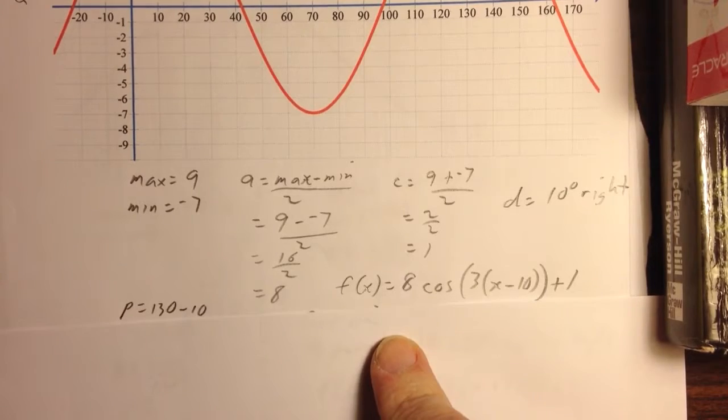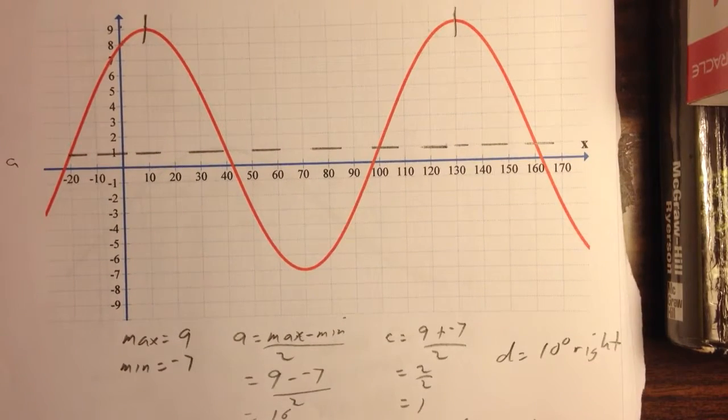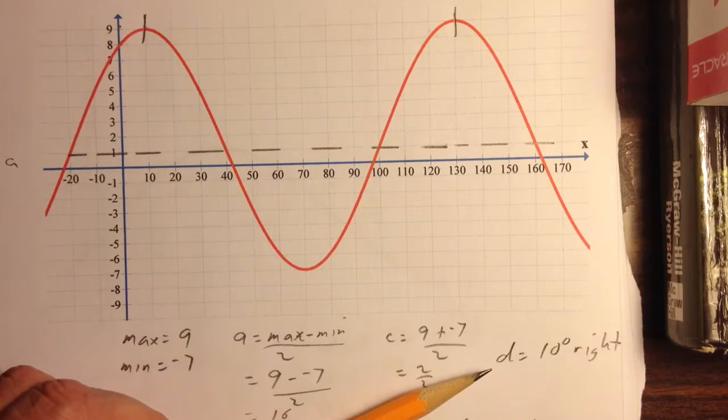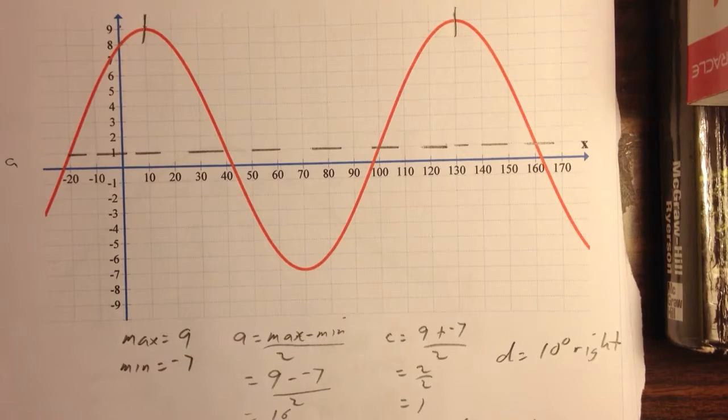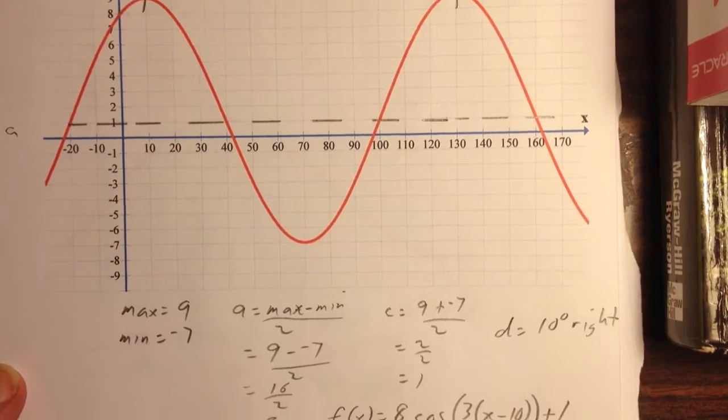Looking back in terms of cosine, the maximum would normally start at the y-axis, but it's offset 10 degrees to the right, so that means the d value is 10 degrees to the right. So that will work out to be an x minus 10 in your final function.